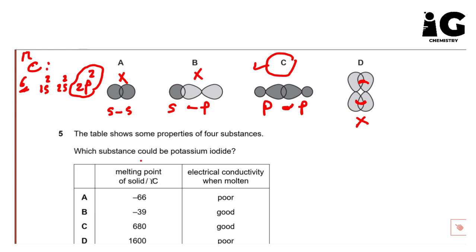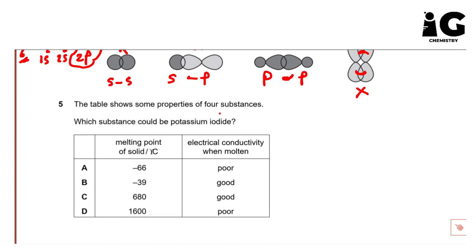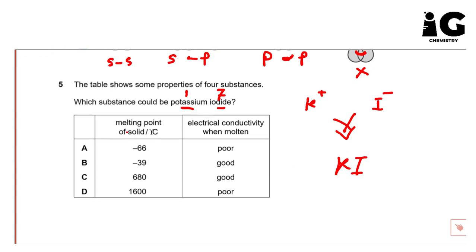Okay, guys. Number 5, the table shows some properties of 4 substances. Which substance could be potassium iodide? Guys, potassium is a metal in group 1. And iodine is in group 7, and this is a non-metal. The behavior of a metal is to lose electrons to form potassium K+, and the behavior of iodine, because it's a non-metal, is to gain 1 electron to form I-, and the compound produced is KI, which is an ionic compound. From the properties of ionic compounds, the melting point is high.